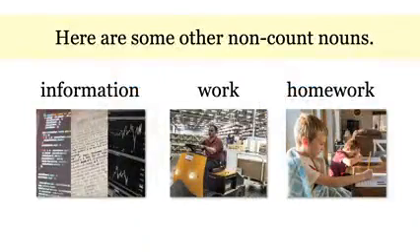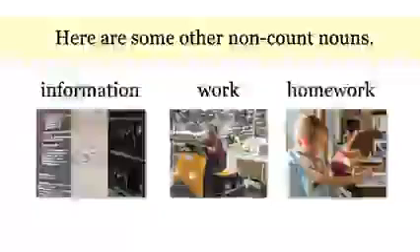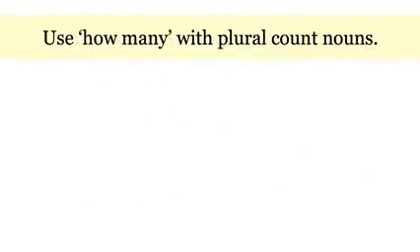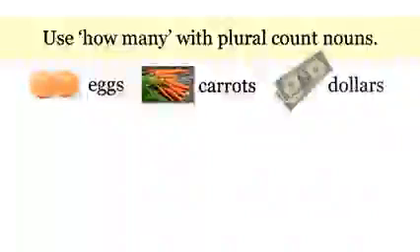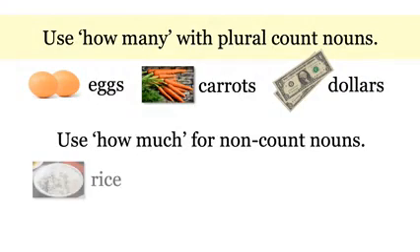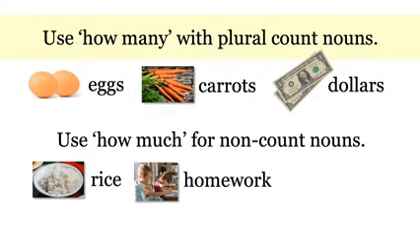Here are some other non-count nouns. Information, work, and homework. We never put an S on these nouns because they are non-count. How much information do you need? How much work do you have today? How much homework did the teacher give you? Use how many with plural count nouns, like eggs, carrots, and dollars. Use how much for non-count nouns, like rice, homework, and money.